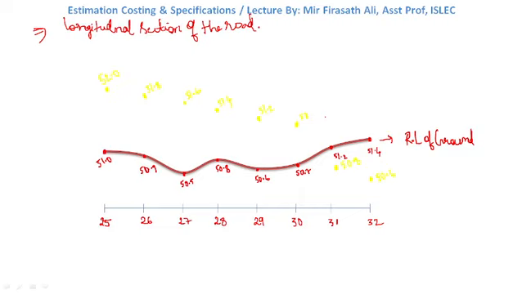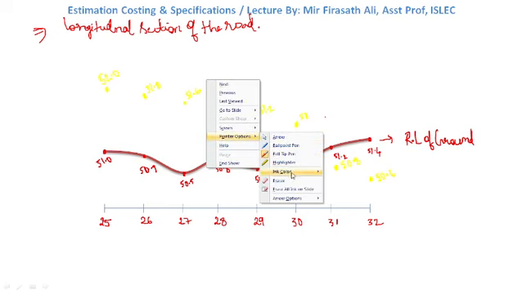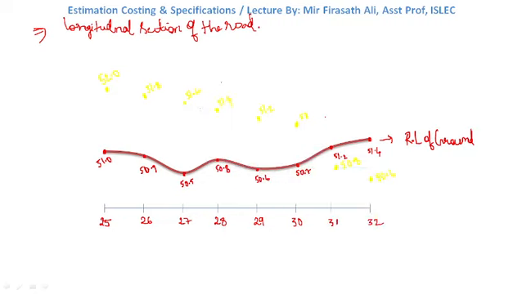Just because, look at the formation level. Here 51 was greater than 50.7. But here 50.8 is below the 51.2. So that's why what we need to do? We need to mark below and then join this in the form of a straight line.